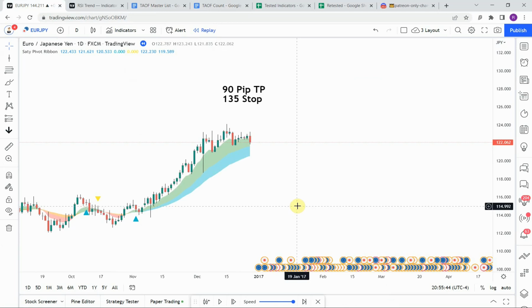Today we will be testing the Saty pivot ribbon indicator.